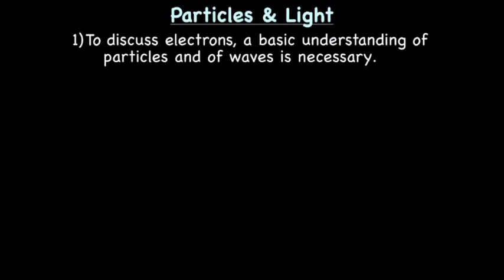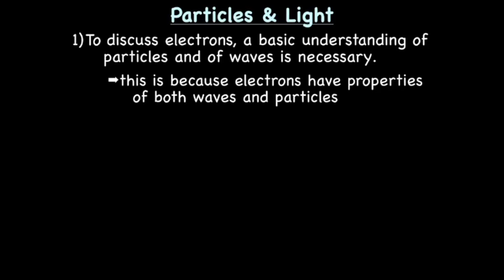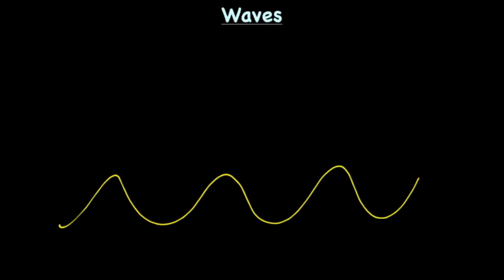Particles and light. To really discuss electrons, we need a basic understanding of both particles and waves, because electrons have properties of both. All right, let's start by talking about waves. And by the way, a wave, horrible drawing, but that's what we're talking about.